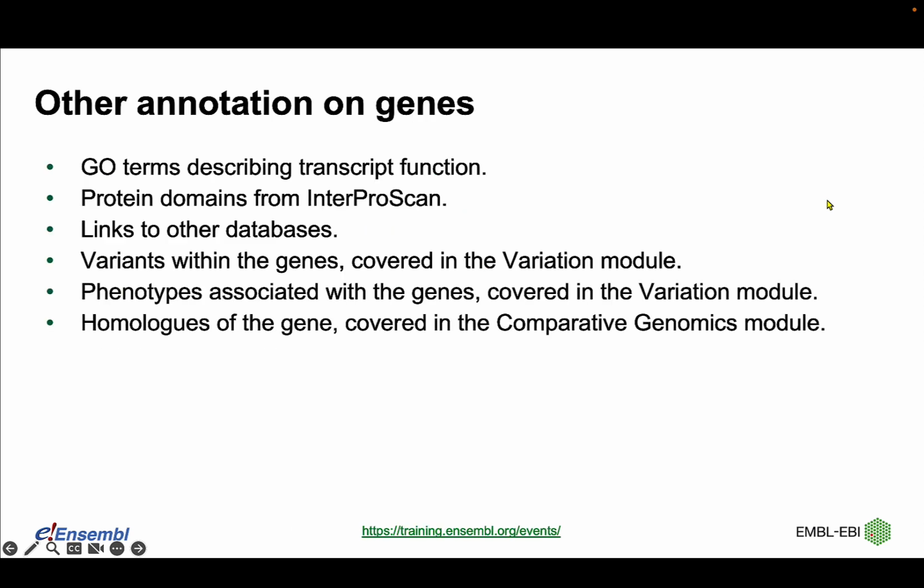When we annotate genes in Ensembl, we also always provide you with any linking information about them. So these include GO terms, gene ontology terms, so the function, any protein domains if it's a protein coding gene, any links to other databases, a list of variants within the genes, a list of phenotypes associated with the gene, and any homologs of the gene in other species.